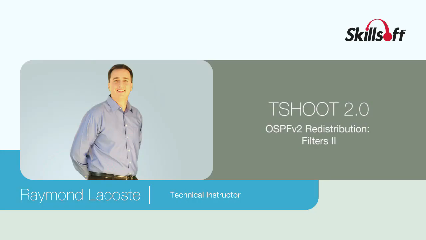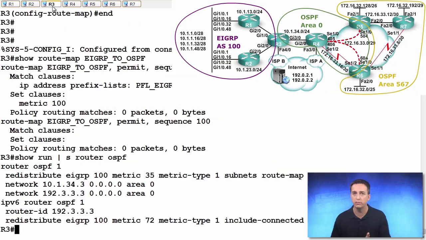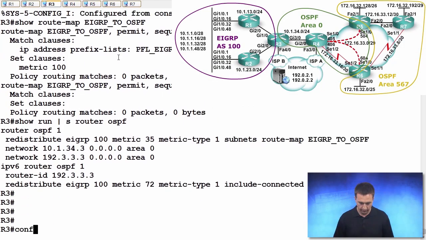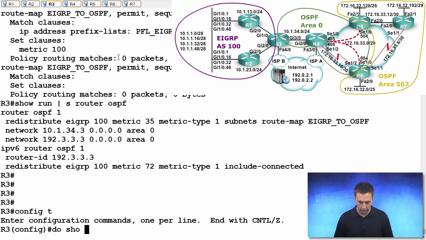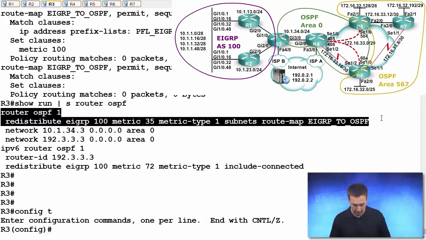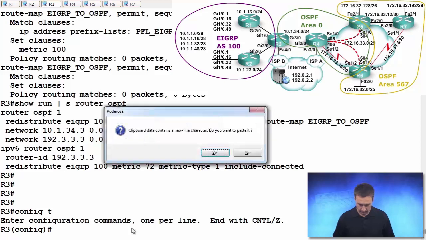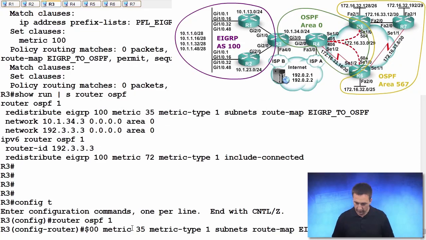I want to show you one more thing, though. One more thing. Ready for this? Let's say, do show run. Oh, we'll just, there's commands right there. Let's take this redistribute command. And let's change it. Let's say we had EIGRP-into-OSPF.